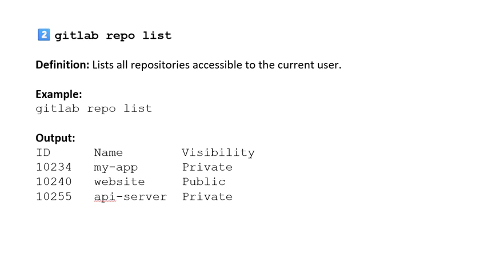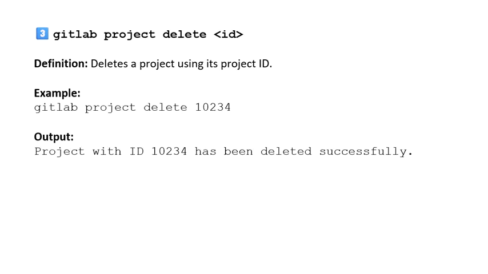The third is gitlab project delete with an ID. The definition is: delete the project using the project ID. The example is gitlab project delete 10234, and the output is: project with ID 10234 has been deleted successfully.